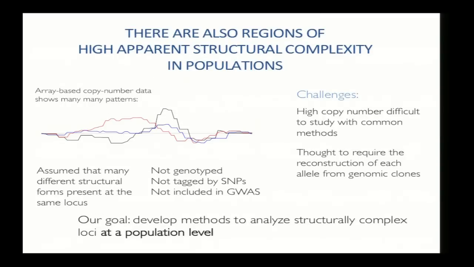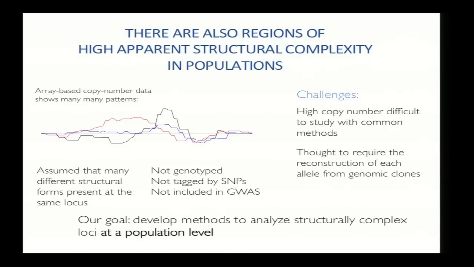But it was clear all the time, we just never had the tools to analyze it, that there are also regions of high apparent structural complexity in populations, in which when you look at data like I showed you a couple of slides ago, but now in many people in a population, you'll see all kinds of different patterns across that region. And it's assumed, although it had never really been shown, that what's causing data like this is that there's many different structural forms present at the same locus. It's always really hard to know what was going on in these regions because the data was so ugly, you couldn't look at that and tell what was happening.